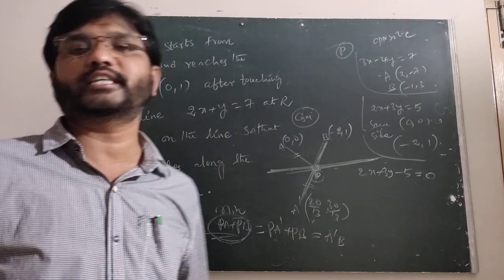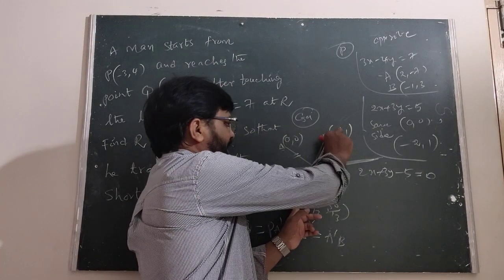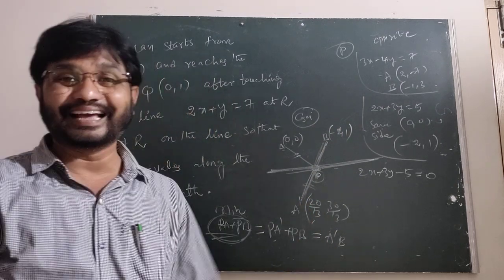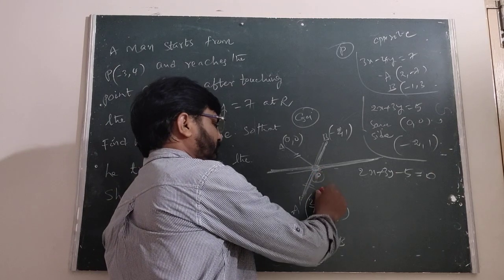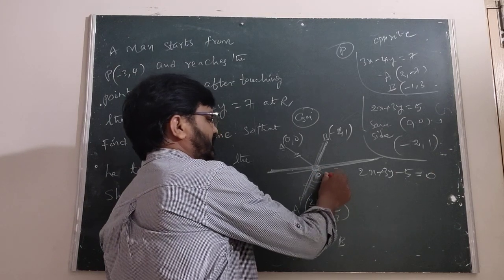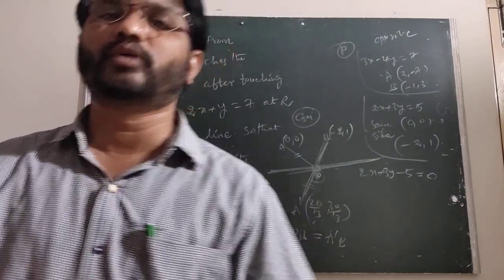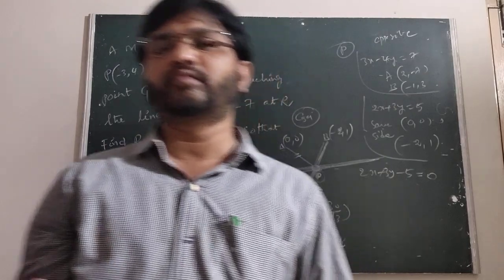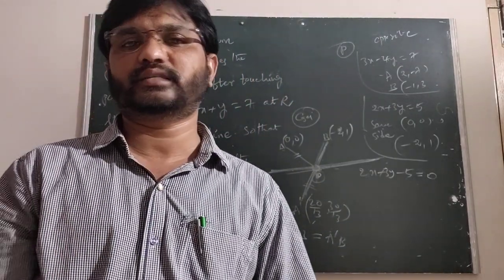How to find the ratio? If P divides this point, that means we are taking L11 is to L22 as the first method. Another method: suppose you take the point P, that is x1 minus x is to x minus x2. P (x, y) divides the line segment joining A (x1, y1) and B (x2, y2) in the ratio x1 minus x is to x minus x2.